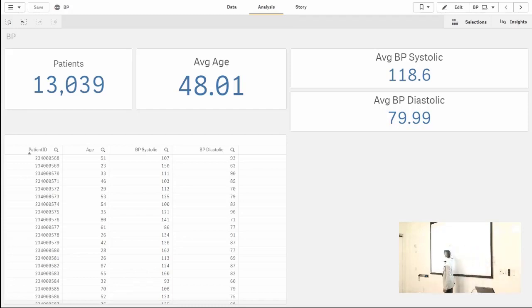So the average age of all these patients is 13,048. Might be kind of interesting, I guess. The average BP, average diastolic. That's across the population. Doesn't really matter at all. That just means people are kind of where they need to be for the population of patients we're looking at.